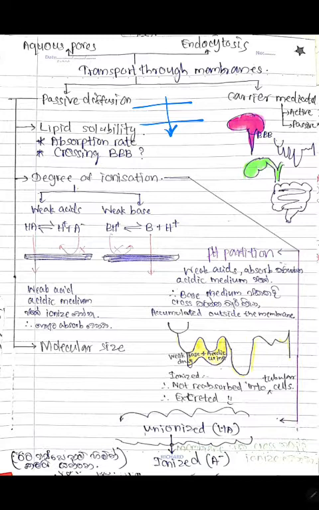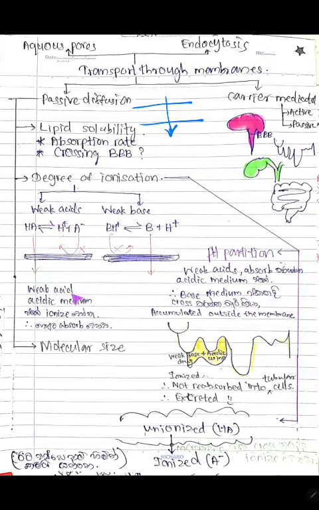The common thing we have to remember here is that the cell membrane permits only the unionized form to go through the lipid bilayer. The ionized form is for carrier mediated transportation. The unionized form is for lipid bilayer passive diffusion.